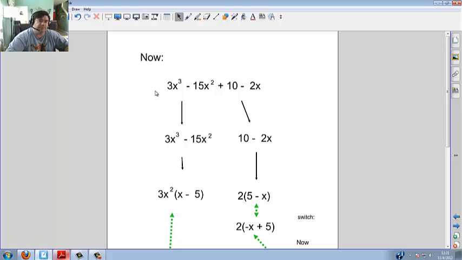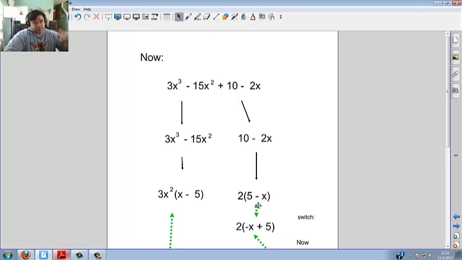And back. Now, 3x cubed minus 15x squared plus 10 minus 2x. You know, there's a couple ways I could have done this. I probably should have flipped these first, but I didn't, but that's okay. These two break this way, these two break this way. I pull out 3x squared here, leaving x minus 5. I pull out a 2. Notice how I have 5 minus x.